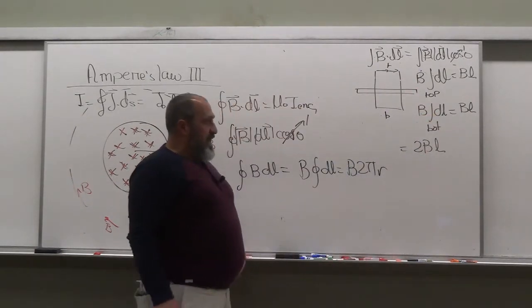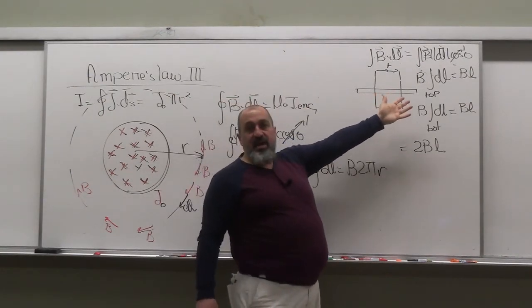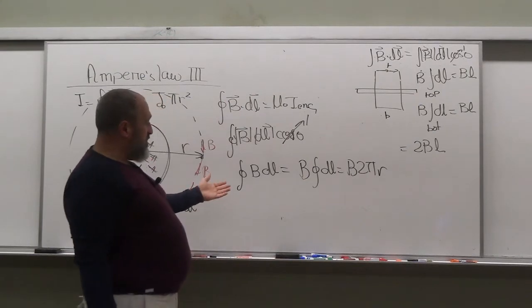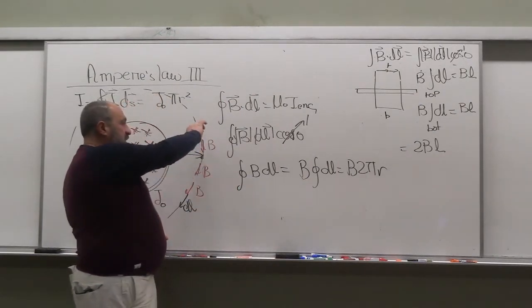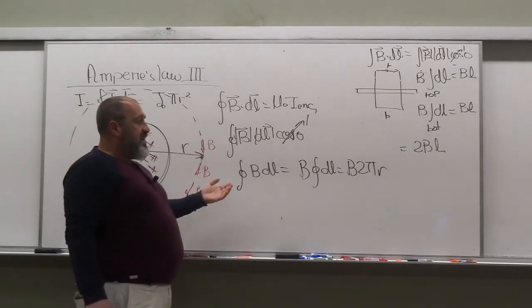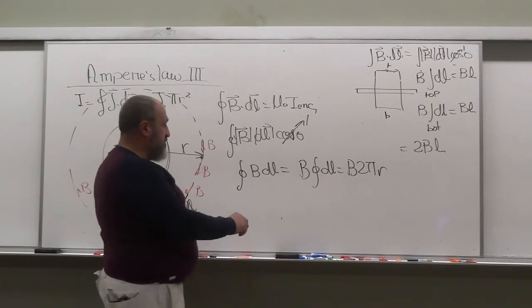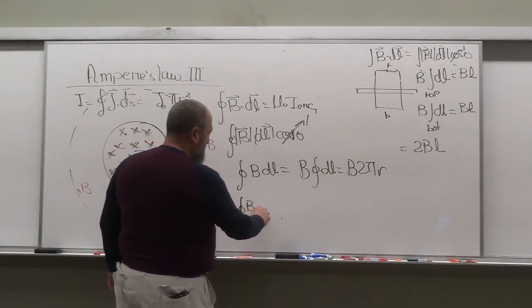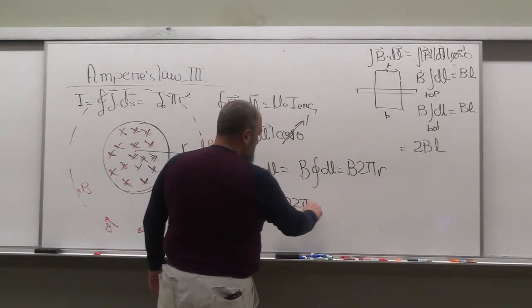I'm just bringing that up now because I did not really do it that way and didn't feel there was a need, but if you missed it, here it is. So now we go back to here. Integral B dot dl on a closed loop: B this way, dl this way, angle is 0, so we get B times 2 pi r. So what is that equal to? Integral of B dot dl becomes B times 2 pi r.